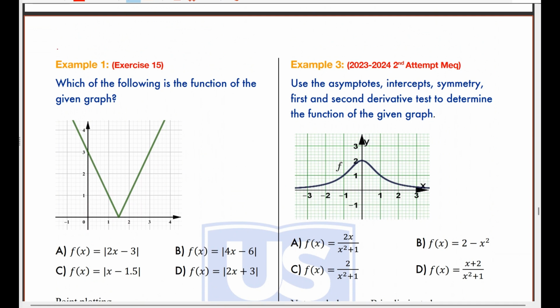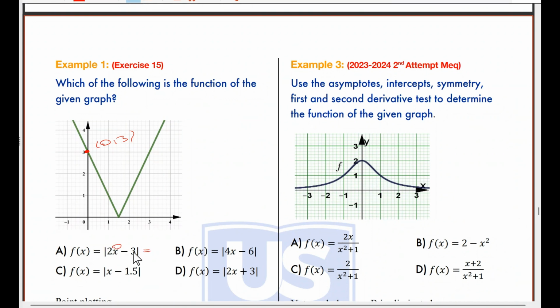Okay, first graph, exercise 15. Which of the following is the function? So I'm gonna do point plotting. They are all absolute values. There's nothing I can eliminate. So I'm just gonna do point plotting. I see a clear point here, 0, 3. So let's use 0, 3 in the options.